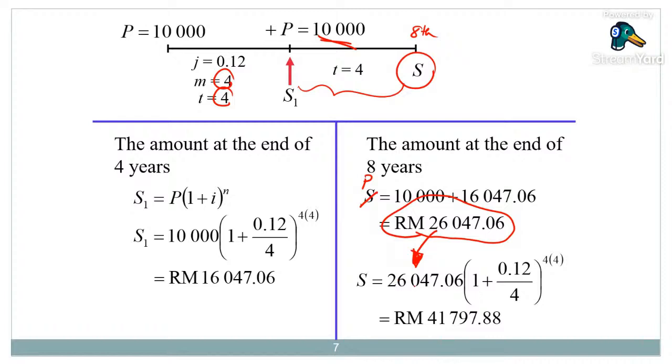Okay. So 26,047.6 darab dengan 1 tambah 0.12 over 4 to power of, this is another 4 years lah. 4 multiply by 4. Bukan 8 sebab kita kira start daripada tahun kelima ni. 5 sampai 8. Sebab tu 4 tahun saja. Jarak dia 4 tahun saja. It's a period. Dia bukannya tahun keberapa. Okay. So 4 by multiply by 4. So kita akan dapat RM41,797.88.